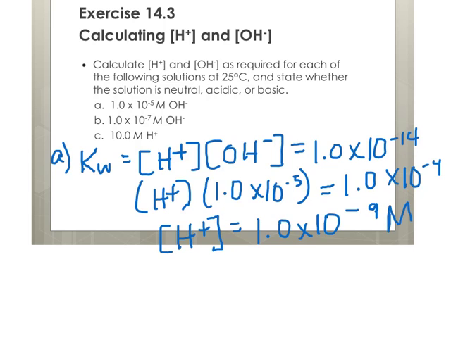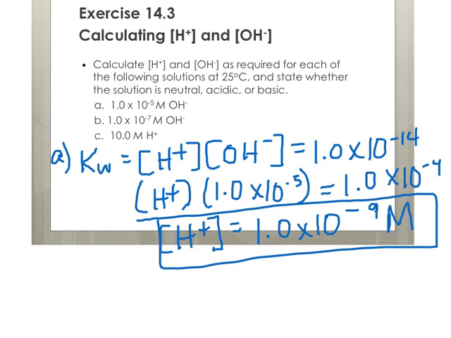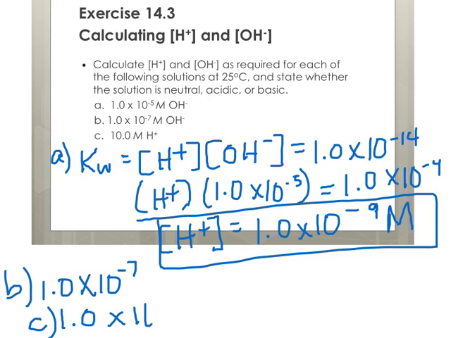And that unit is molarity, so that's your answer for part A. You do B and C the same way. Solve for whatever is unknown. So for B, you should get 1.0 times 10 to the minus 7. And for C, you should get 1.0 times 10 to the minus 15. Okay? So try B and C on your own and make sure you get these answers.